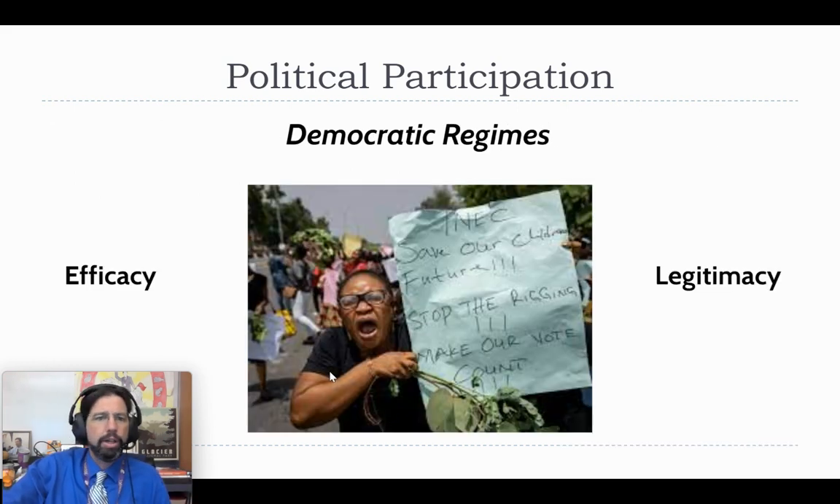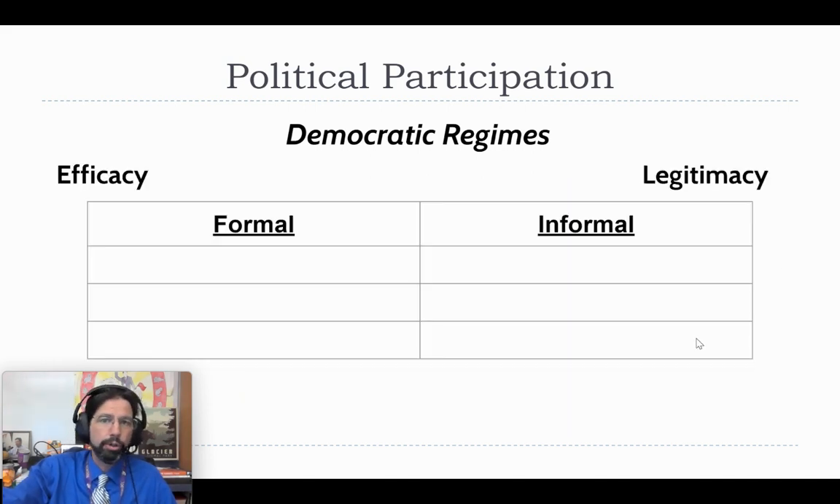And in democratic regimes, usually participation exists depending on the legitimacy of the government. Do we believe you have the right to rule? Do we trust you? Has something happened? And that people feel a sense of efficacy, that their voice, their vote is actually having influence, that their voices are being heard. So the combination of efficacy and legitimacy are the primary motivators of political participation in democratic regimes.